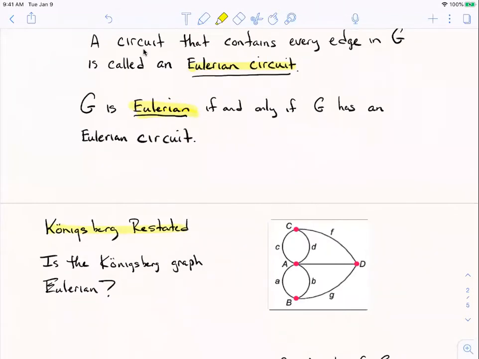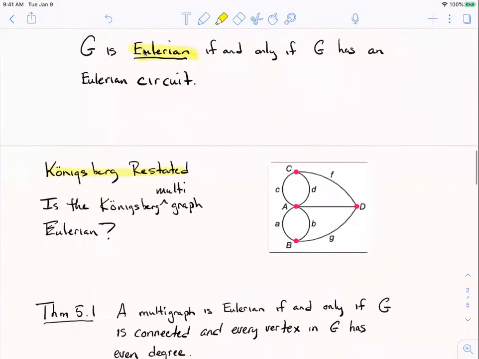So if I rephrase the Königsberg problem, I can just restate the problem. We've already said how the problem translates into this multigraph, and now the question is: is the multigraph Eulerian? Can you walk along every bridge once, returning where you start? Is there an Eulerian circuit?